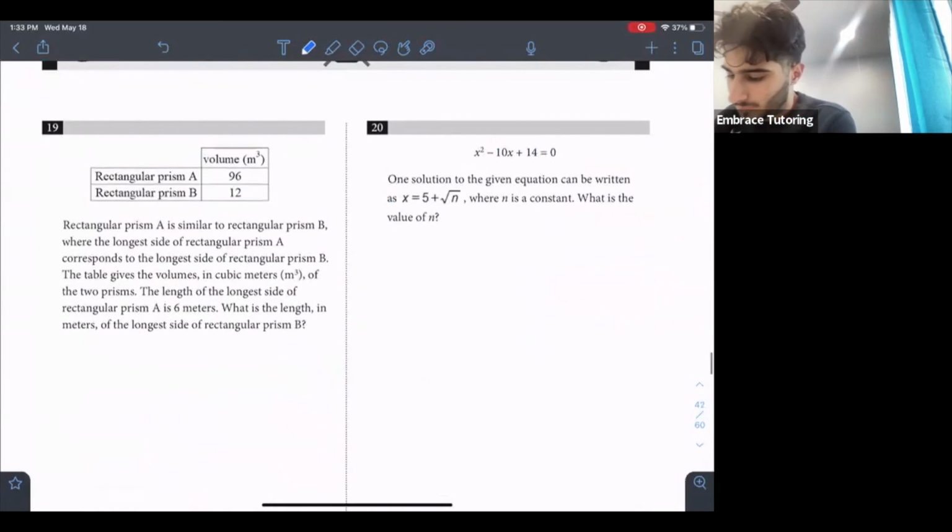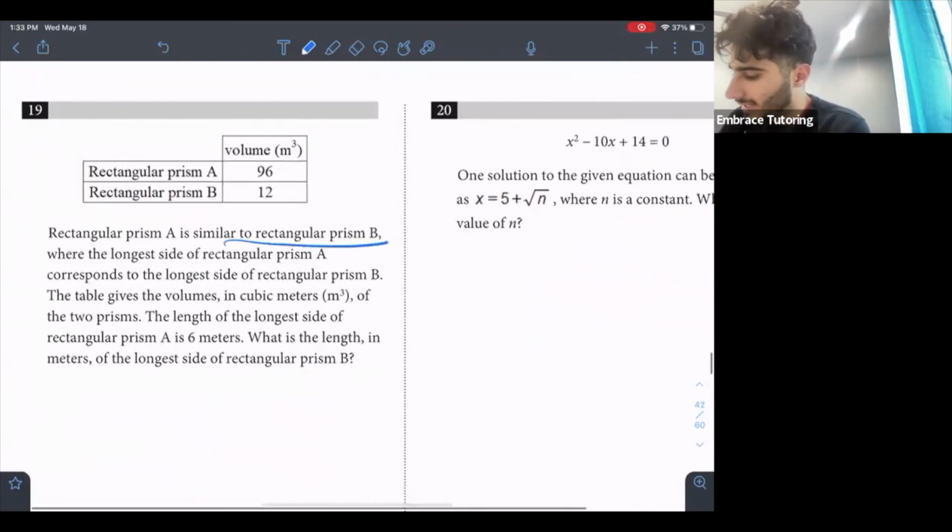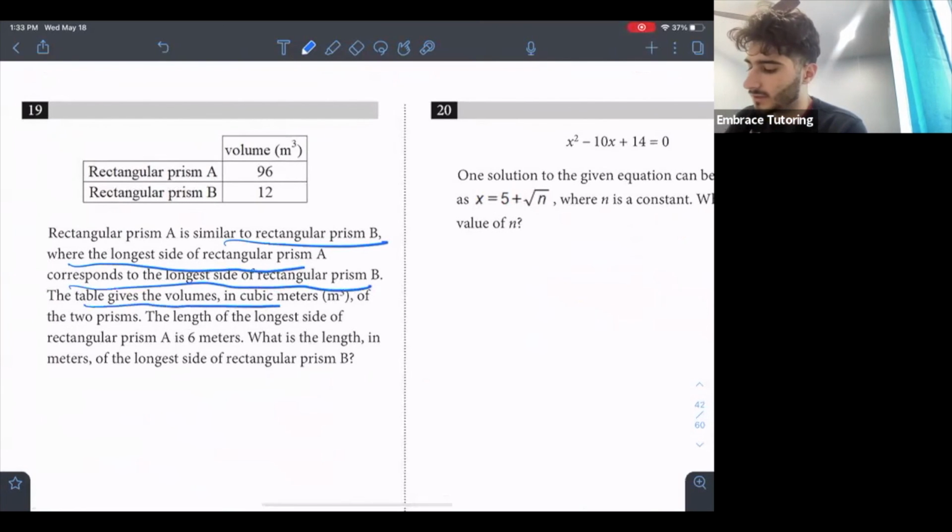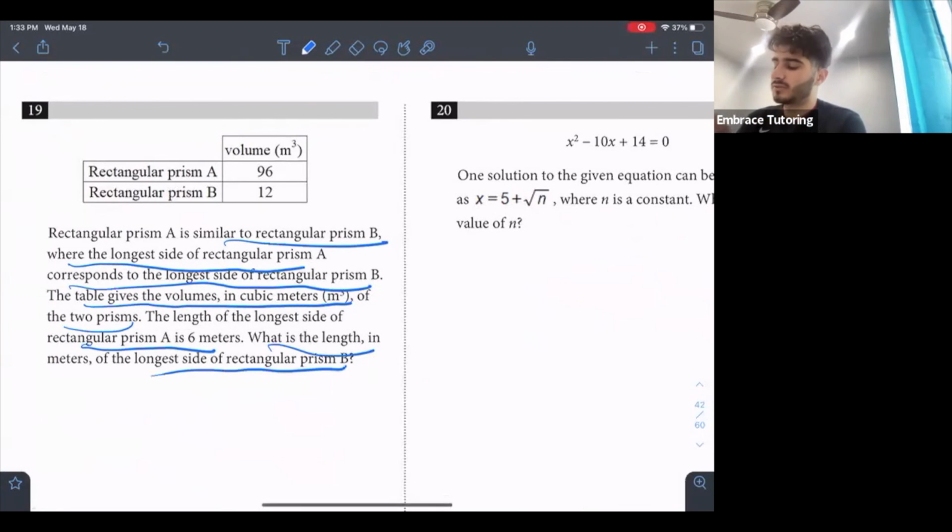Question 19. The rectangular prism A is similar to rectangular prism B, where the longest side of the rectangular prism A corresponds to the longest side of rectangular prism B. The table gives the volumes in cubic meters of the two prisms. The length of the longest side of the rectangular prism A is 6 meters. What is the length of the longest side of the rectangular prism B?